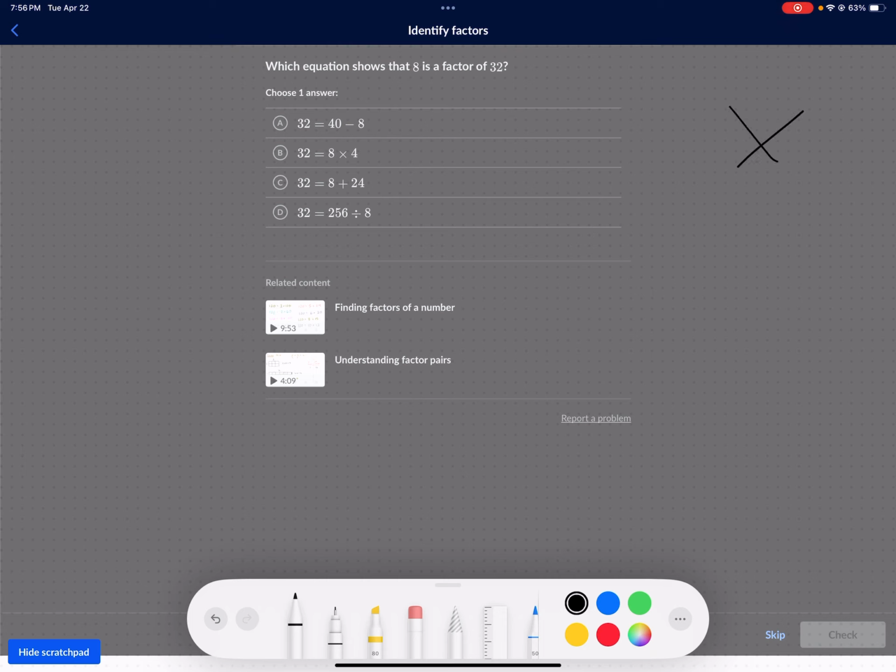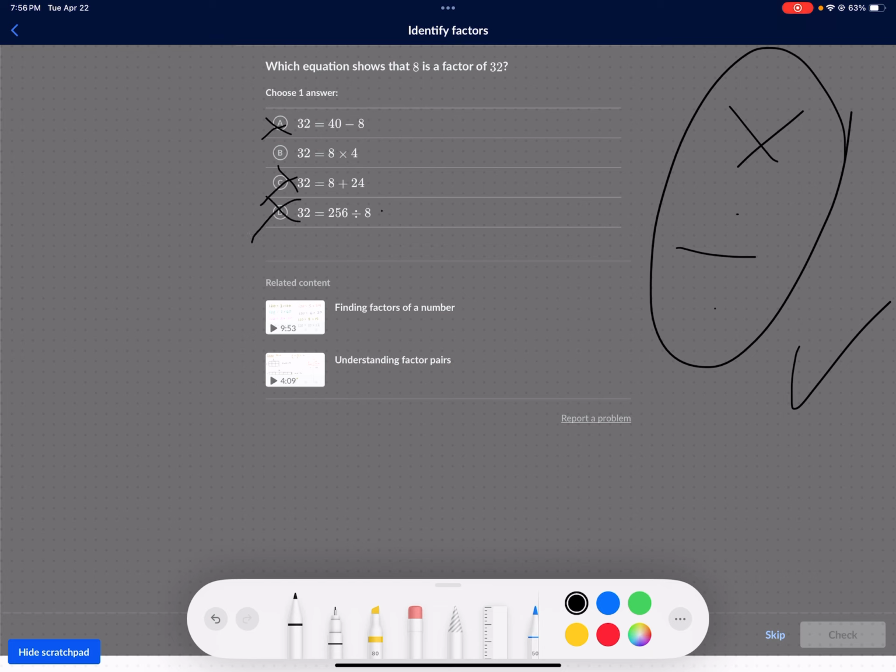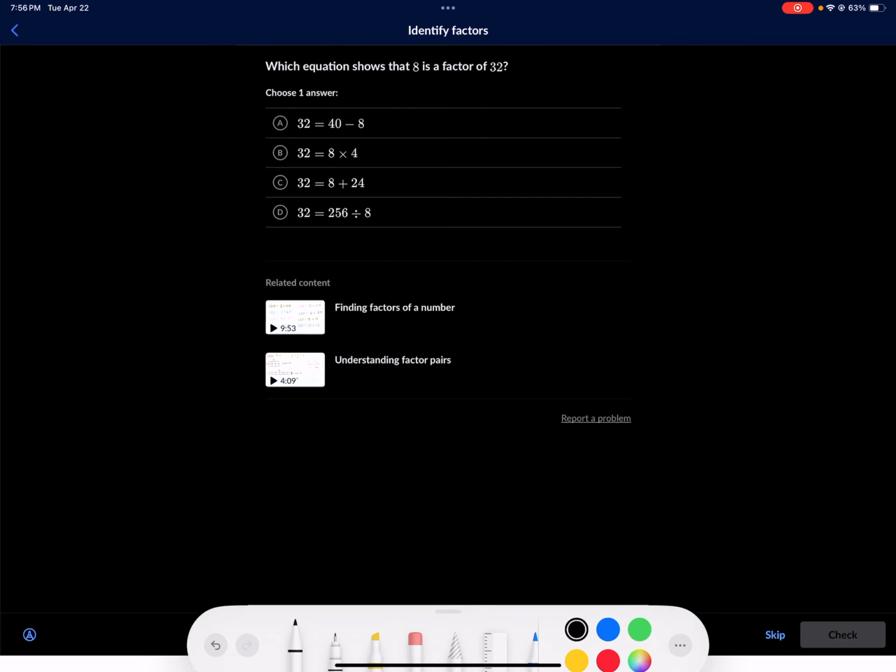Alright, again, multiplication and division. That is mandatory. And we need it to be correct. So we can immediately eliminate these two. And this does not show anything of a factor. B is our only correct answer here.